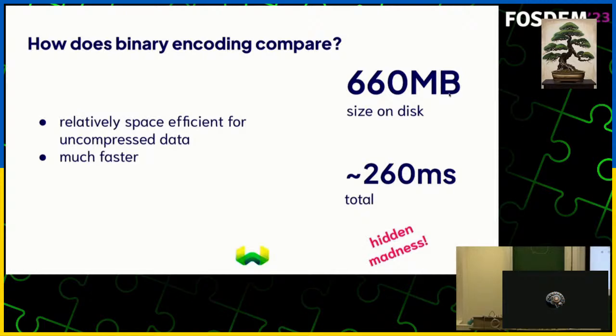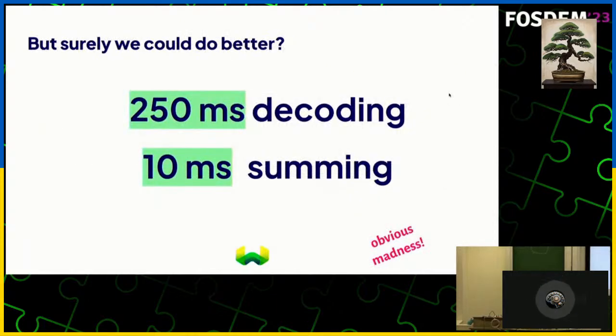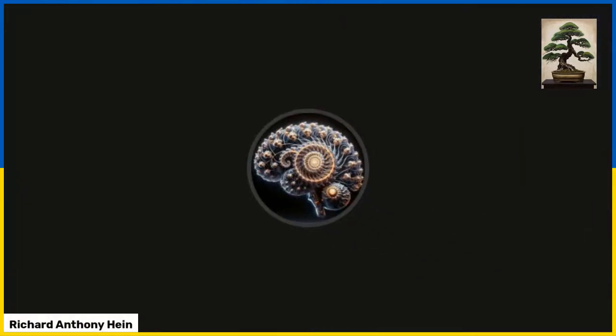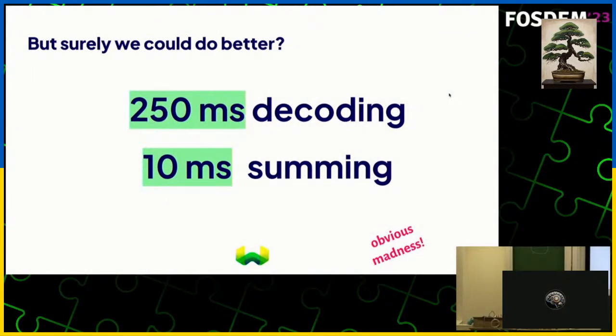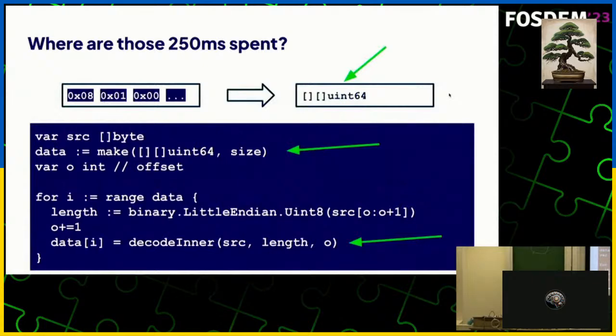But this is our mad journey of building a database, so we're not done here yet. I have been watching this, by the way. I was hidden madness trying to get some stuff. We actually spend 250 milliseconds decoding, while we spend 10 milliseconds summing up those 80 million numbers. Interesting, isn't it? So again, we're in that situation where we're doing something that we never really set out to do. We wanted to do something else, but we're spending our time on something that we didn't want to do. So where does that come from?